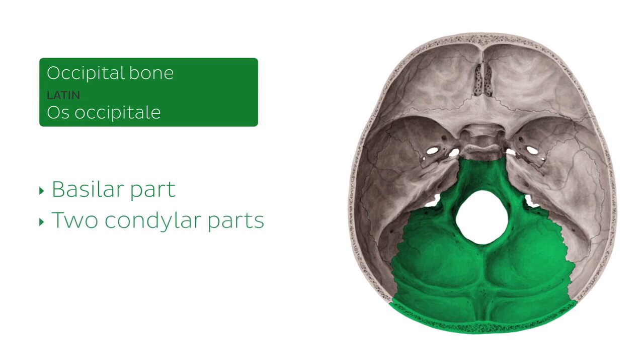We need to go under the skull or have an inferior lateral view of the skull in order to see the condylar parts of the occipital bone. The other one is the squamous part.